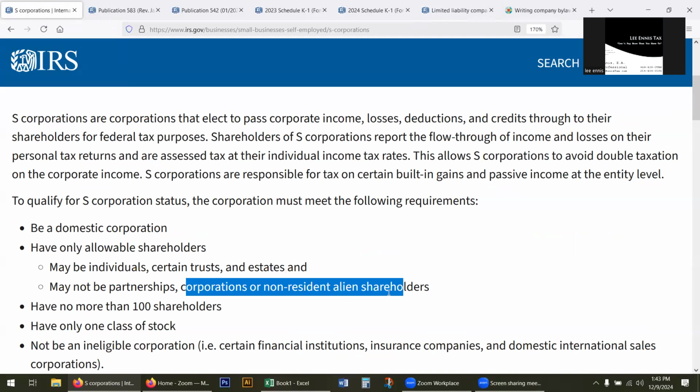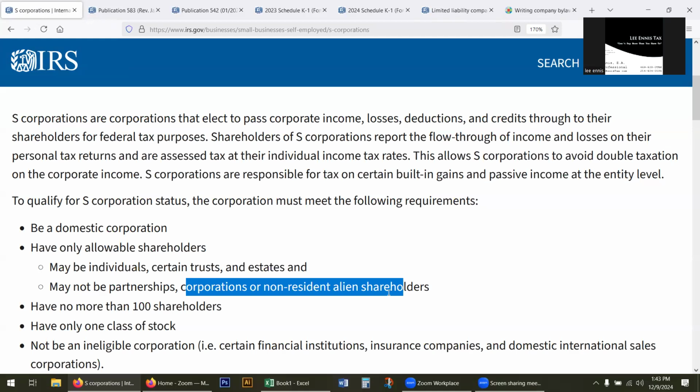The reason why that's really important is because as an S corporation, if I want to bring on an investor that, let's say, lives in the UK, that person that lives in the UK cannot be a shareholder of that S corporation. Can't do it. However, they can be an owner in an LLC. They can be an owner in a partnership, but not an S corporation.